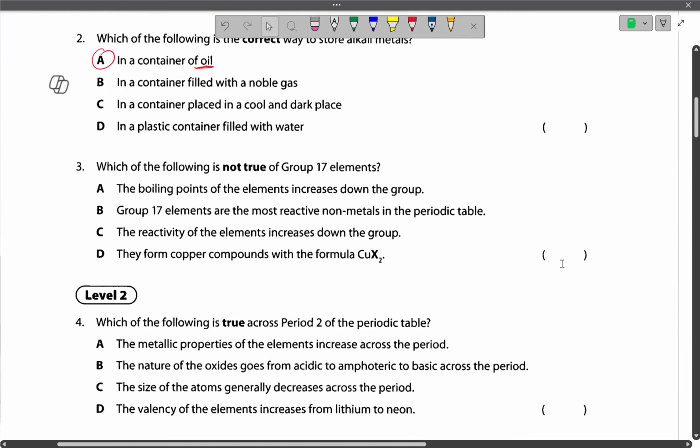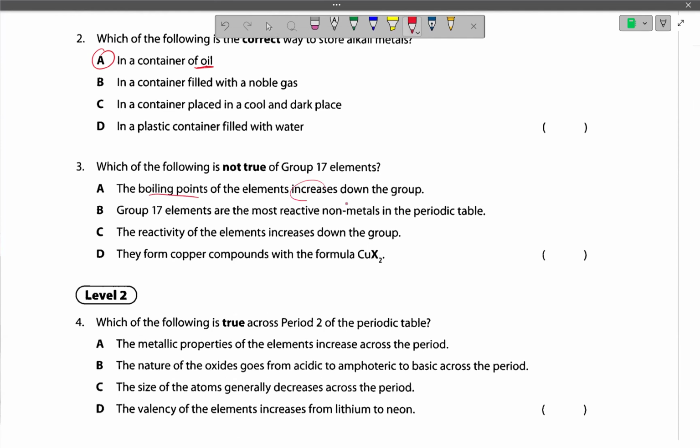Group 17 is the halogens. Which is not true? Boiling point increases down the group, definitely, because group 17 are diatomic simple covalent molecules. As you go down, the molecular size increases, intermolecular forces increase, therefore melting and boiling points also increase because you need more energy to overcome them. And group 17 are the most reactive non-metals, yes, because they only need to receive one electron, so they can react rapidly compared to other non-metals. Reactivity increasing down the group is wrong. Reactivity decreases down the group.